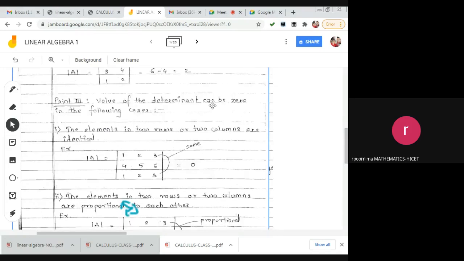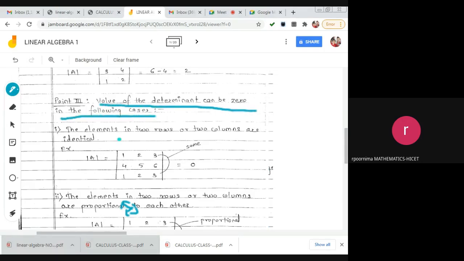Then the value of the determinant can be 0 in the following cases. First, the elements in two rows or two columns are identical. For example, determinant A with rows 1, 2, 3 and the third row also 1, 2, 3, the same. So the value of the determinant will be 0.